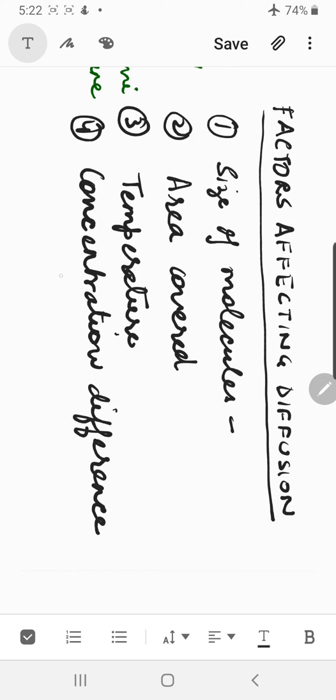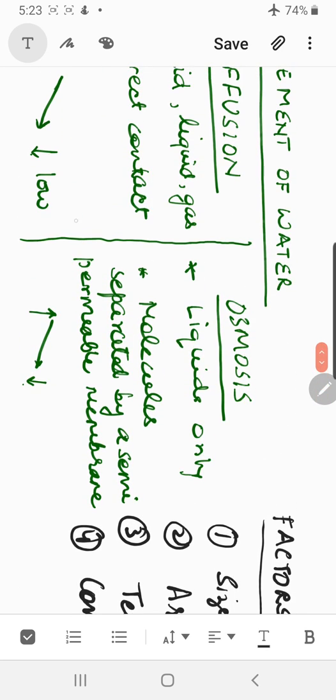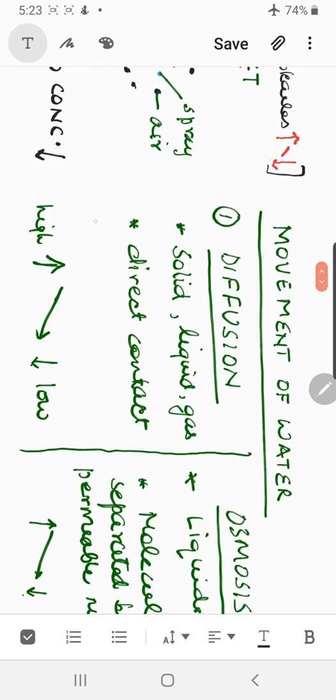And the fourth thing is concentration difference. Obviously, that's the first requisite for diffusion, that there should be a difference between the concentration of two areas with respect to any diffusible particle. So if there is a difference in the concentration of two areas, the particles will move from higher concentration to lower concentration. After we have discussed so much about diffusion, I hope I have made myself very clear here.